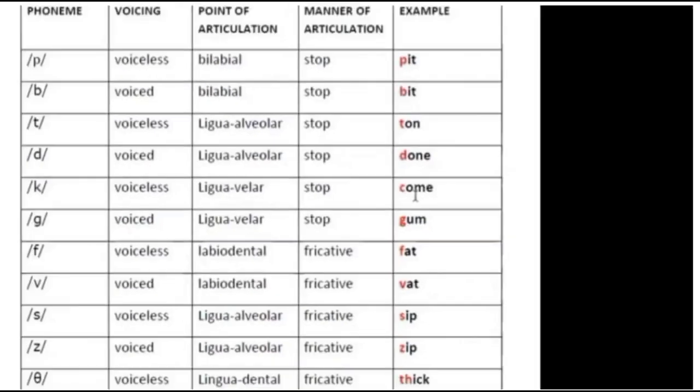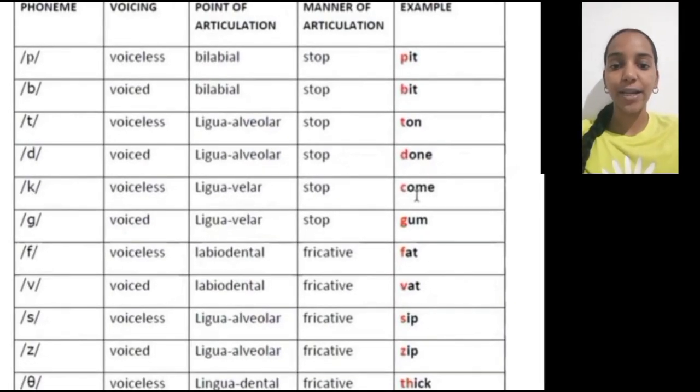Now I'm going to provide a chart and show you some examples, putting in context what I explained before. Okay, here we have a chart which is divided in 5 columns, as you can see. In the first one we have the phoneme, then we have voicing or phonation. After that we have the point of articulation, then manner of articulation, and the last column is an example.